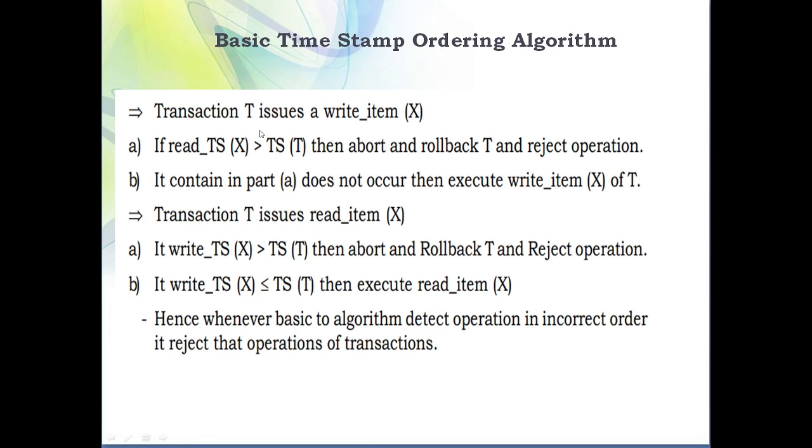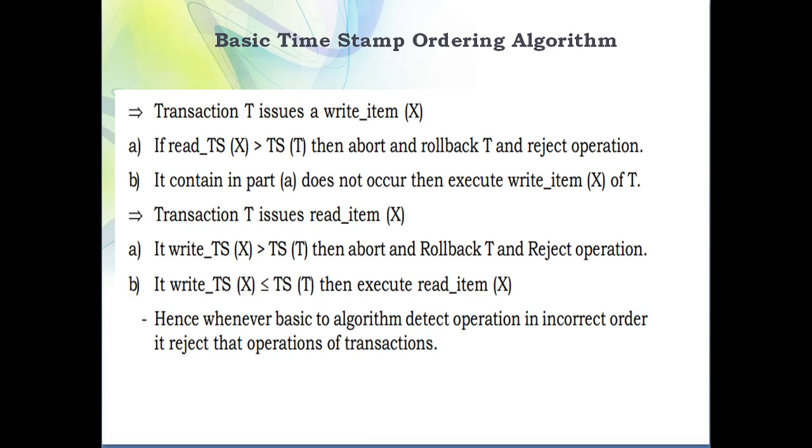Suppose transaction T issues a write item X, meaning transaction T wants to perform a write operation on data item X. In that case the algorithm will check whether the read timestamp of data item X is greater than the timestamp of transaction T or not. If that condition is true, then abort and roll back the transaction and reject the operation. If that condition is false, then execute the write item X of transaction T. This is for the write operation.